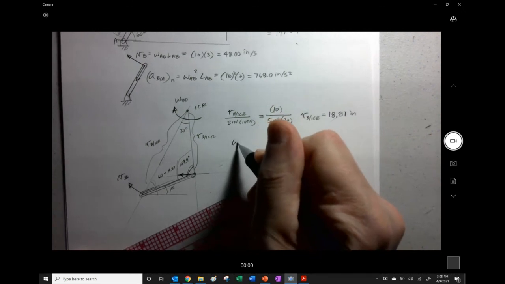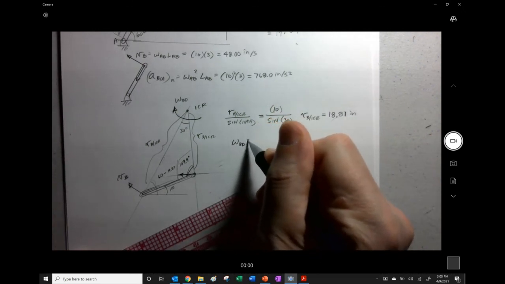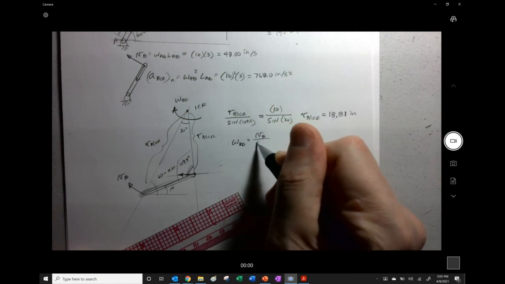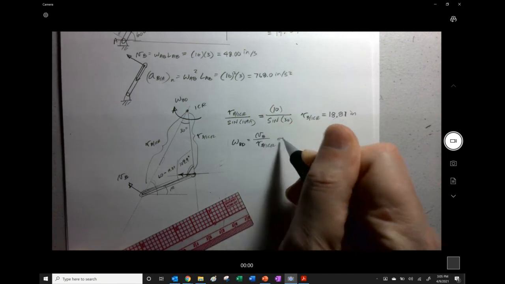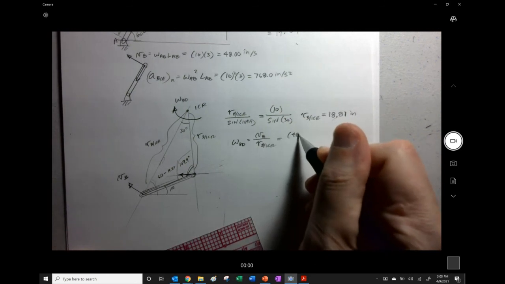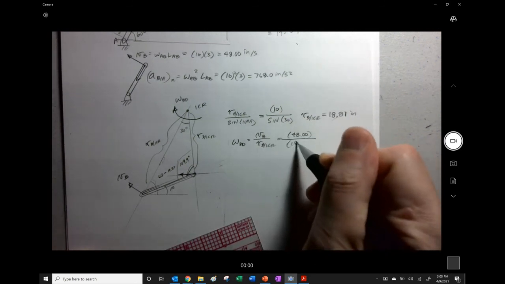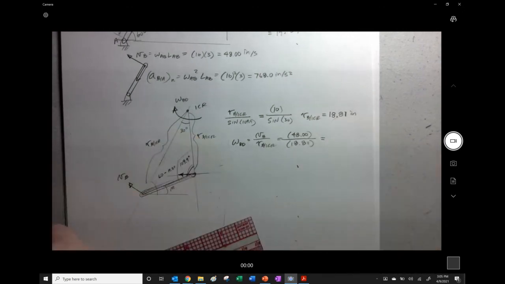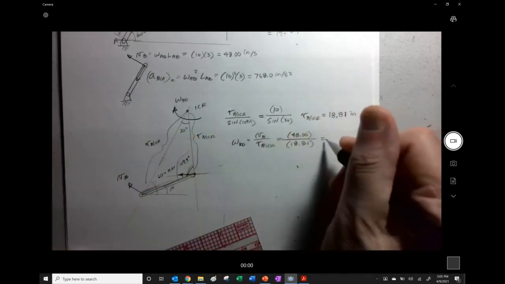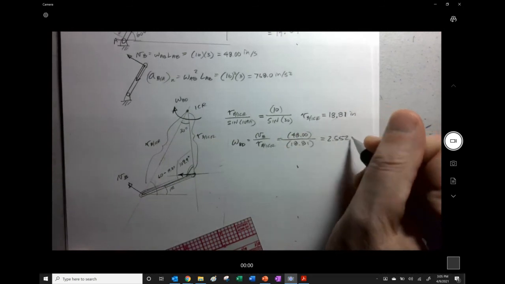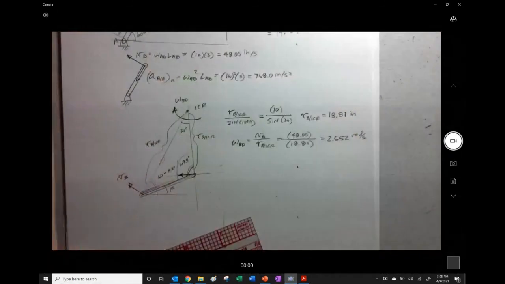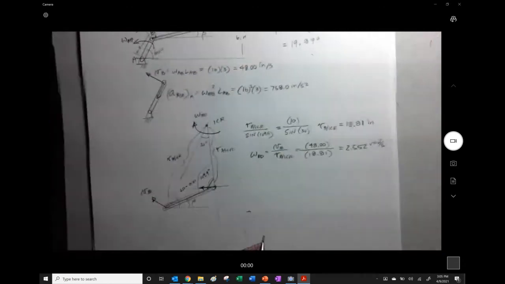And then so we could find that omega BD is going to be velocity of B divided by RB with respect to ICR. And so we end up getting 48 divided by 18.81. And I say that's 2.552 radians per second. All right, so he gave it to us in his solution there.